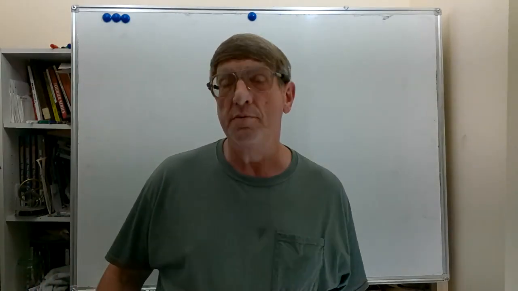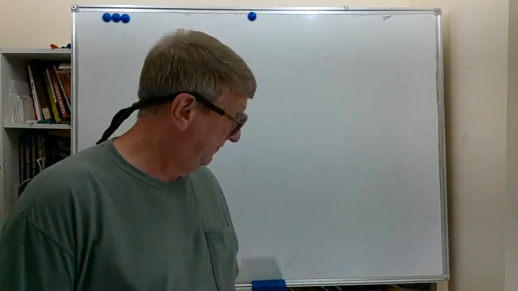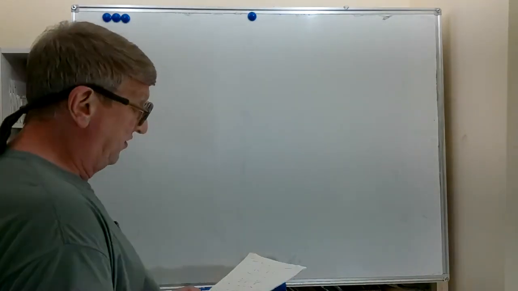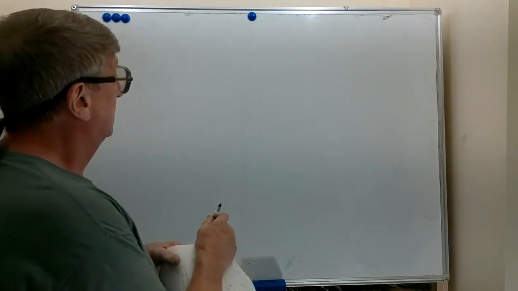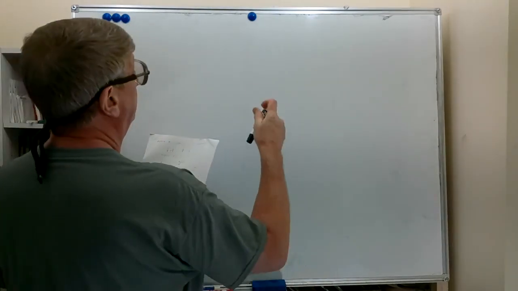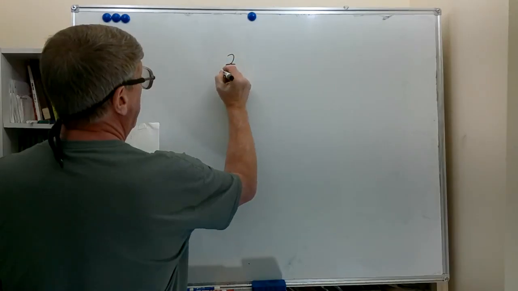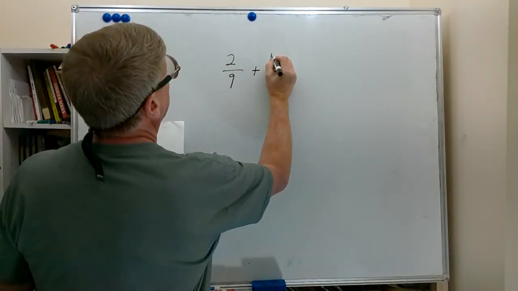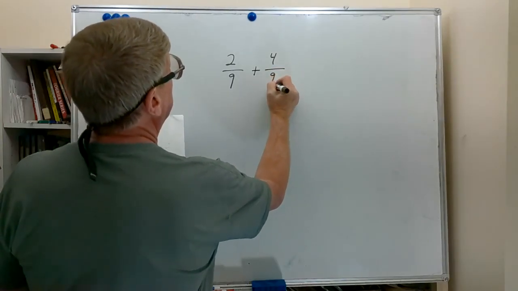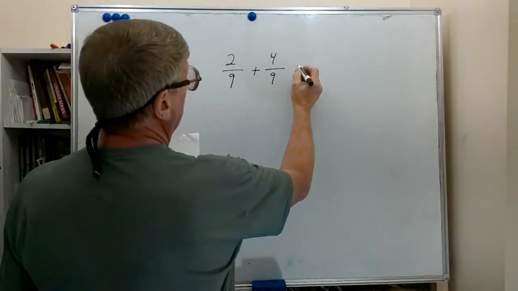Today we're going to learn about adding fractions. Start with an example here. Two ninths plus 4/9, I mean 2 ninths plus 4/9 equals.